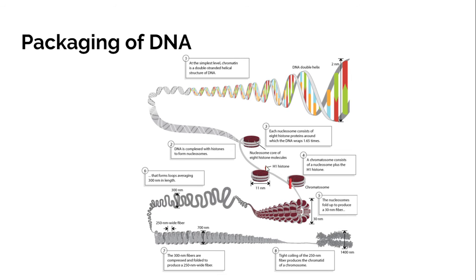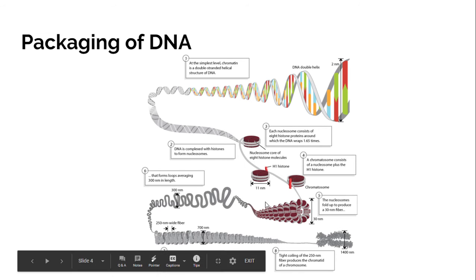So after the linker DNA is formed, this still has to go through quite a bit in order to become a full chromosome. The next level of packaging is the coiling of this linker DNA. On each of the chromosomes are H1 histones, a special type of histone. And this allows the linker DNA to coil up tightly, creating a fiber that is 30 nm in diameter.